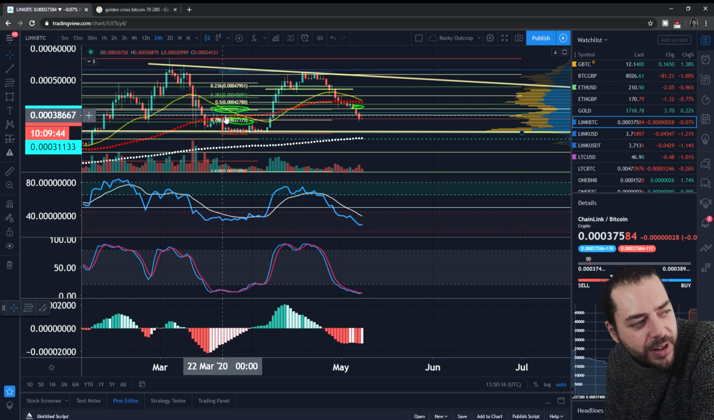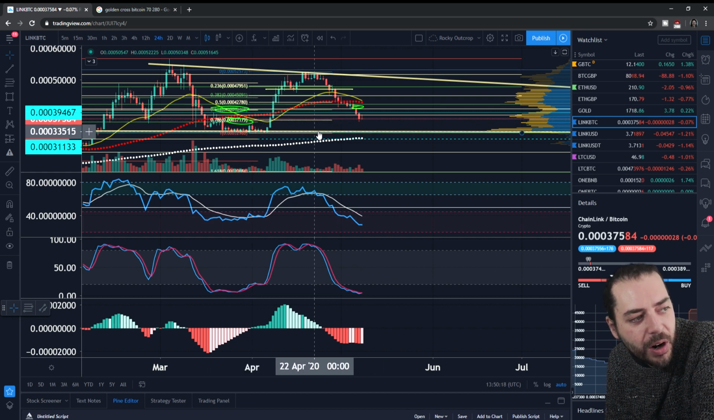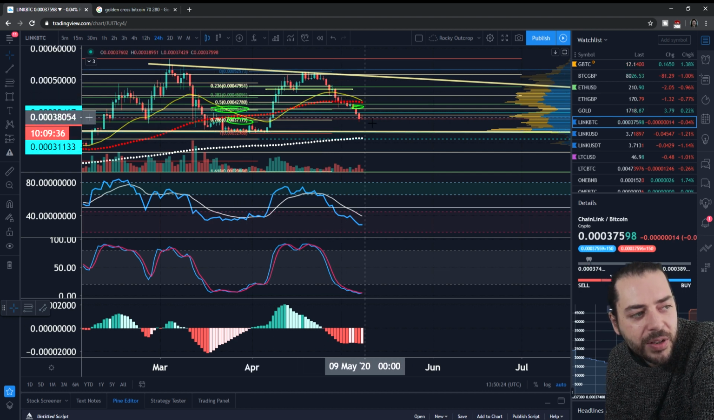Are we going to see it turn around at the 786 Fibonacci retracement here, or are we going to have to go all the way down, have a 100% retrace, and ask the question about whether or not we're getting a lower low in here? Overall, this is going to be determined more, I think, by the Bitcoin price action than necessarily by the LINK price action right now.